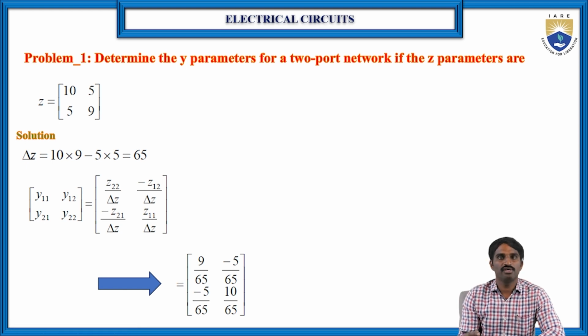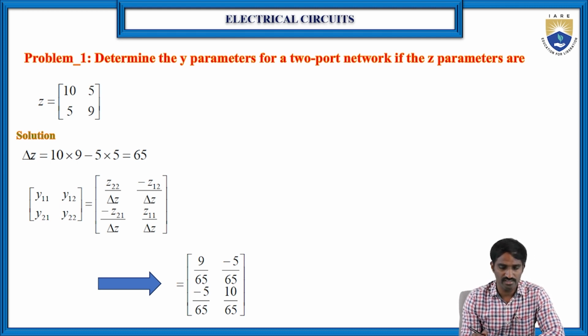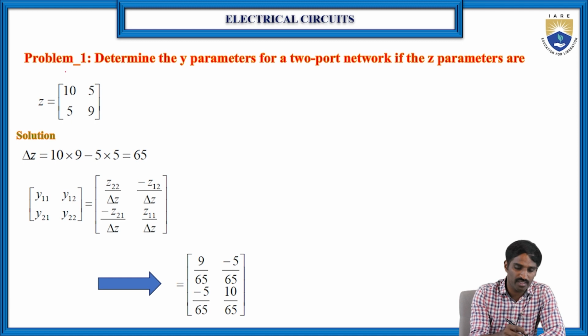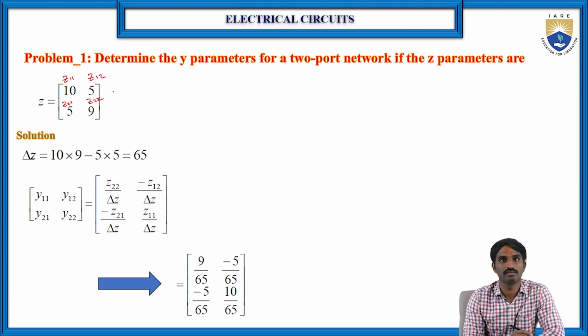Now we are going to discuss some numerical problems. Here the first problem is: determine the Y parameters for a two-port network if the Z parameters are given. So here the Z parameters are Z11, Z12, Z21 and Z22, right?